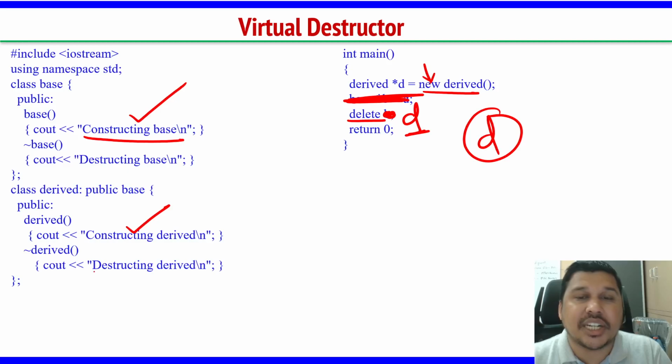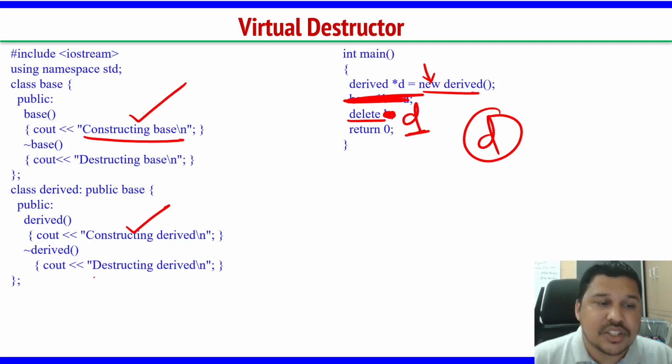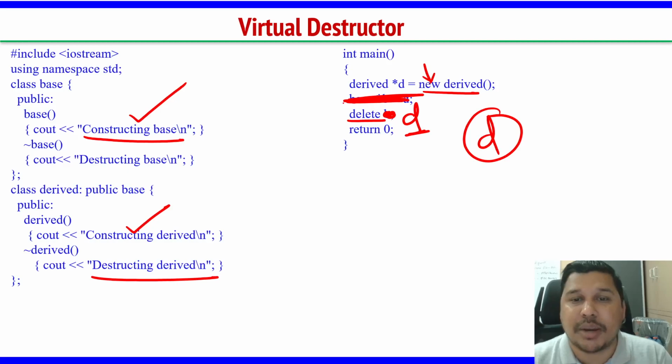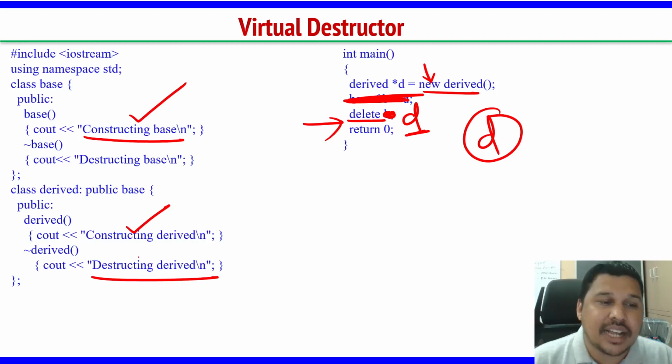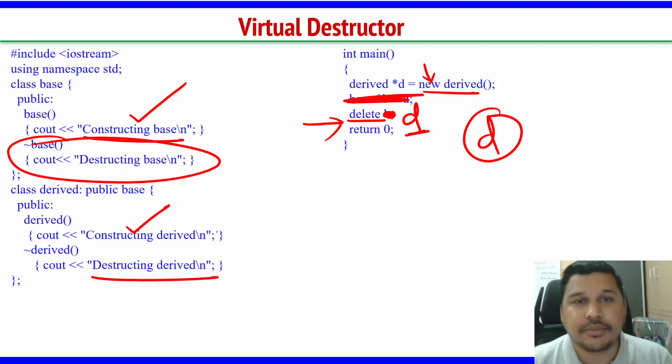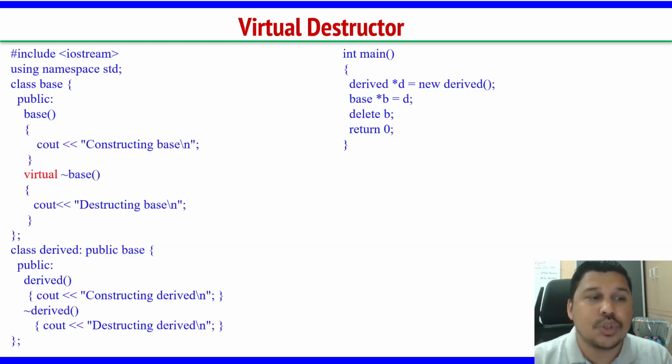So what about this destructor? Will it execute? No, the base destructor is not getting executed. When you write delete d, this derived class destructor is executed because I am deleting d, but the parent class destructor is not executed. For that, what we have to do is use the keyword virtual.